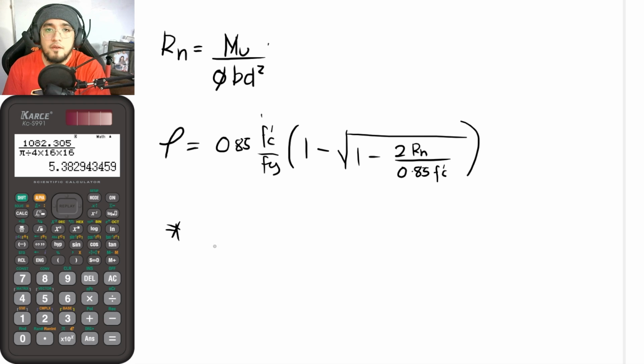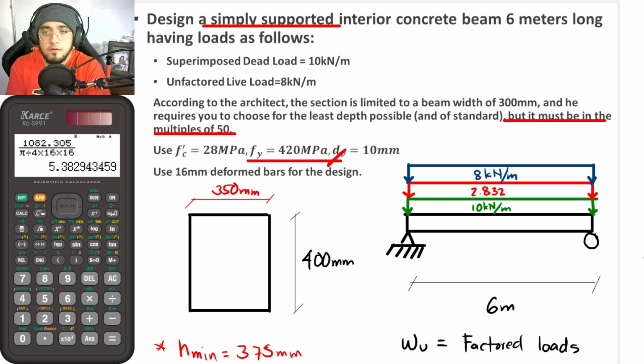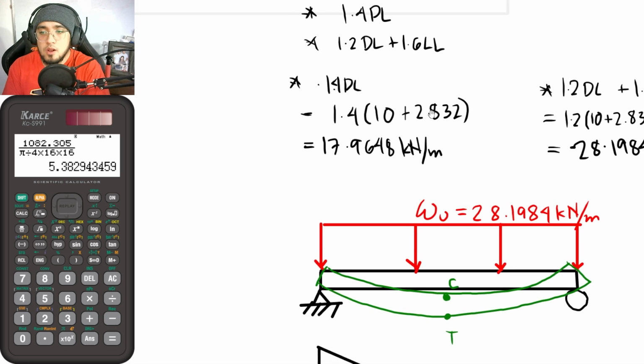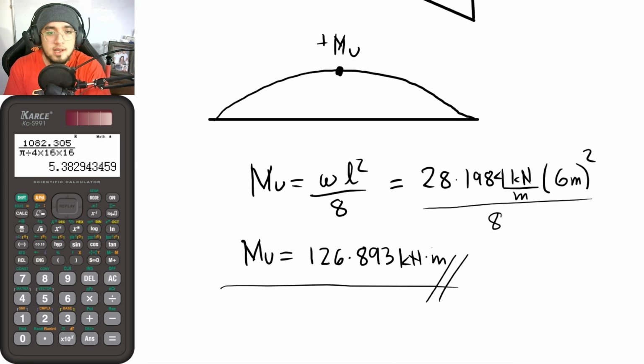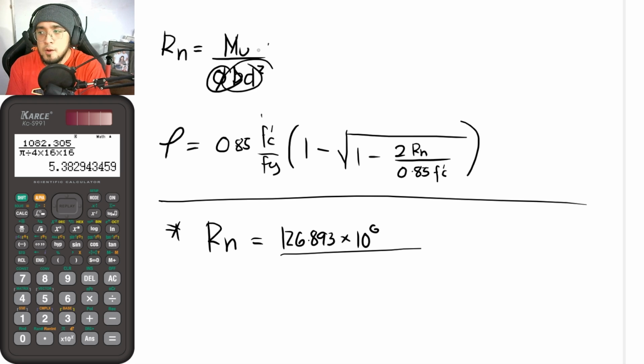For the value of our resisting moment Rn, this is now equal to Mu divided by phi b d squared, where Mu, as solved last video, is equal to 126.893. Take note that this is in terms of kilonewton meter, so we must multiply this by 1 million to convert it into newton millimeter. We will be dividing this by phi b d squared, and for my phi here, I will be assuming that this is 0.9 because I want it to be tension control.